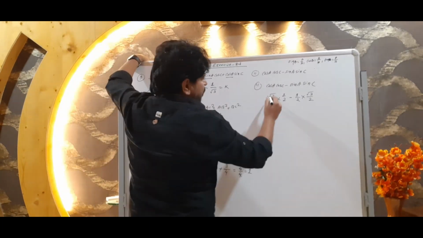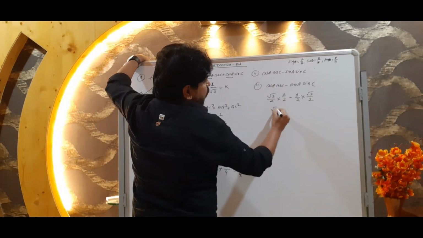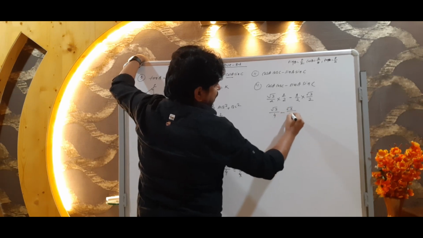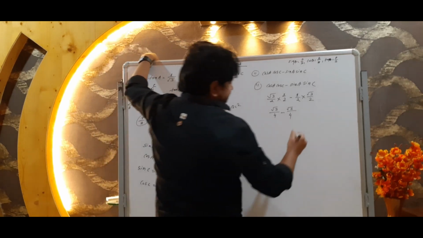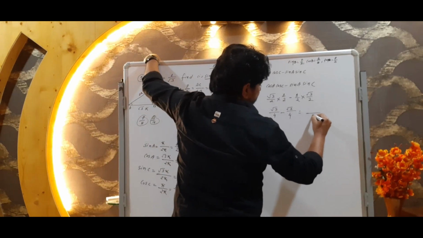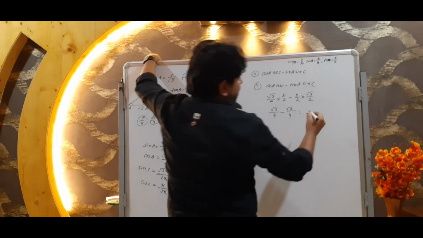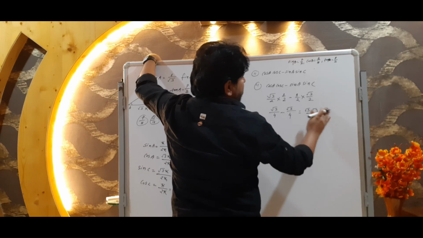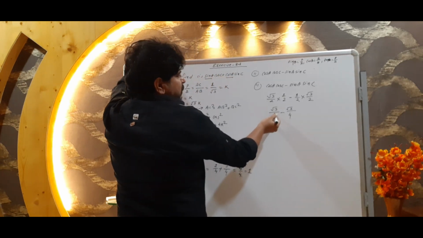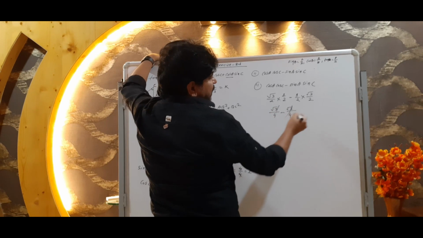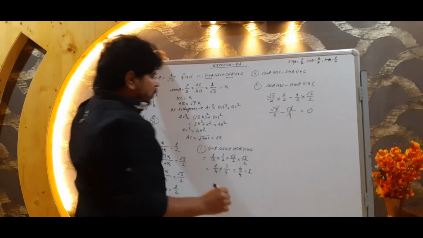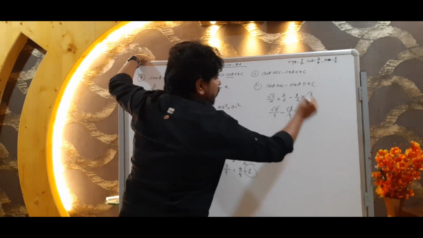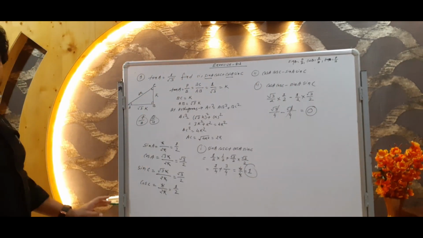Now see, root 3 into root 3, 2 into 2 is 4, minus root 3 into root 3 and 2 into 2 is 4. Take its LCM. What will we get? It would be 4, and here root 3 minus root 3, no need to solve like this, root 3 both will cancel. Answer would be 0. Here we got the answer 1 and here we got the answer 0. Is that clear guys? Understood?